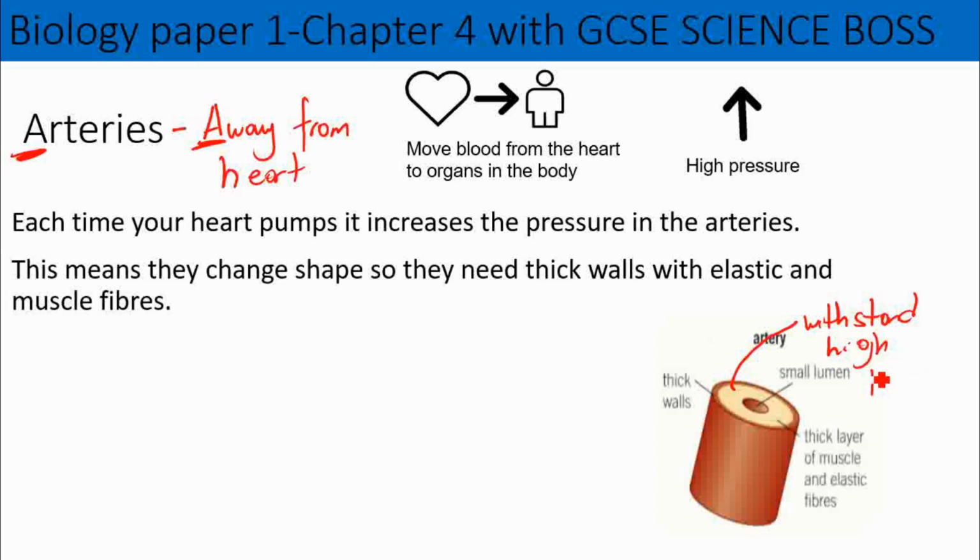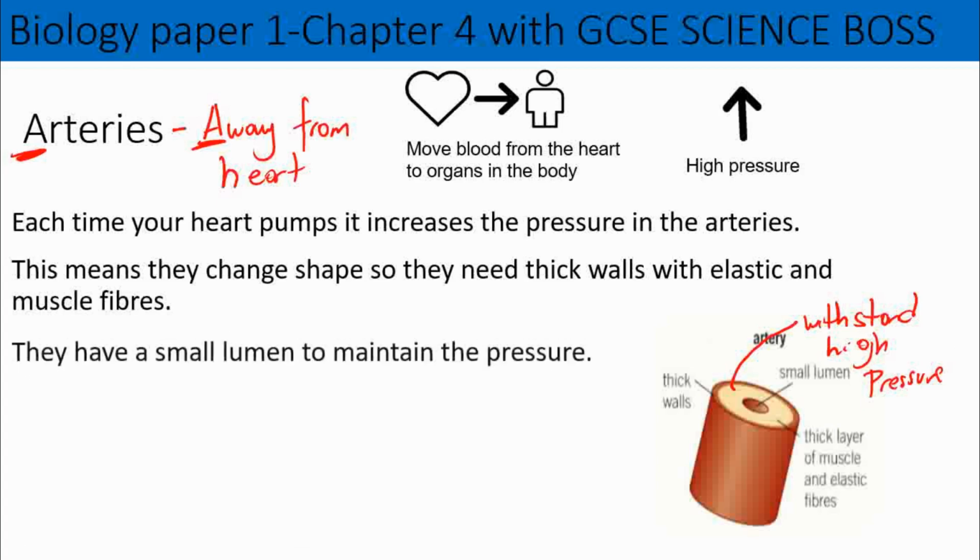Too easy, okay? Good. So it can withstand high pressure, all right? It also has a small lumen to maintain that pressure, because remember, it's carrying that blood all around the body, okay? So to maintain that pressure. Good. So for the arteries, these are the key points that you need to know. Add that to your flashcard straight away, okay?